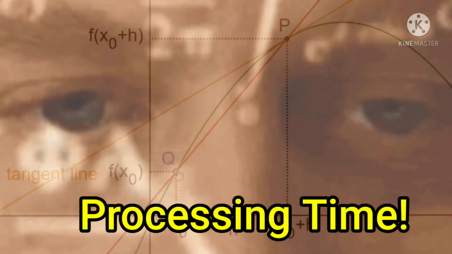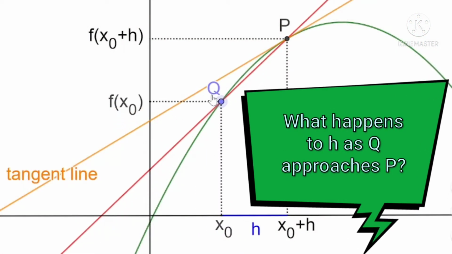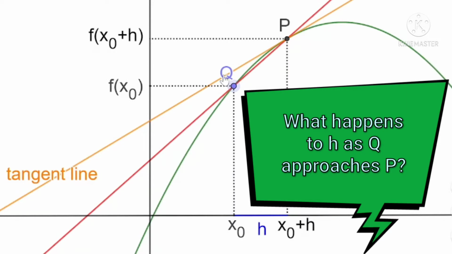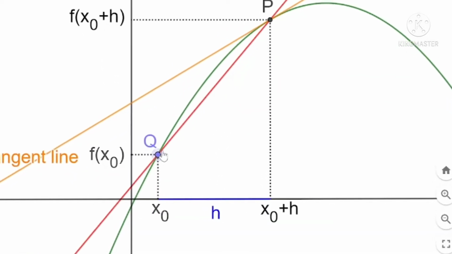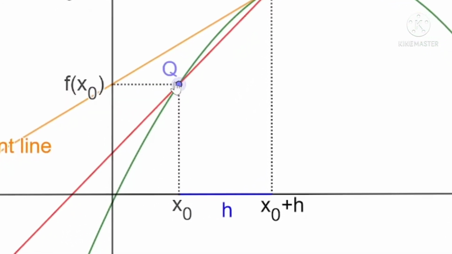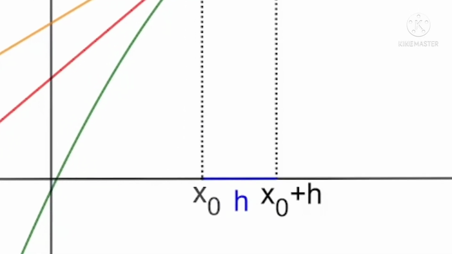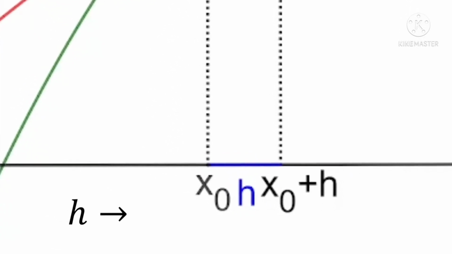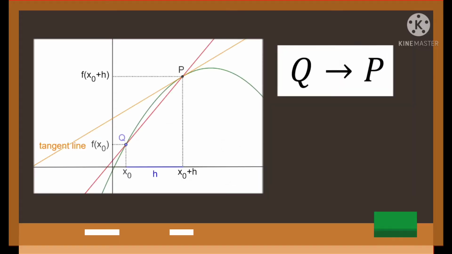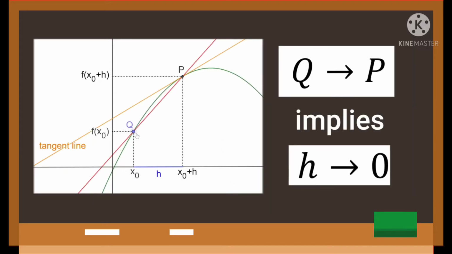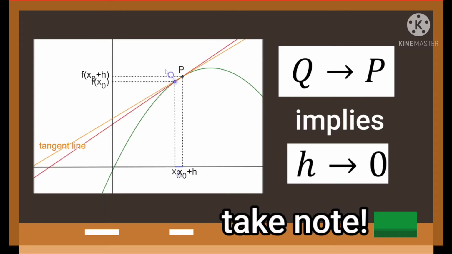Processing time. Question. What happens to h as Q approaches P? If we look closely, h seems to be disappearing. Or, we can simply say that h is approaching 0. In other words, Q approaches P implies h approaches 0. Take note of that.